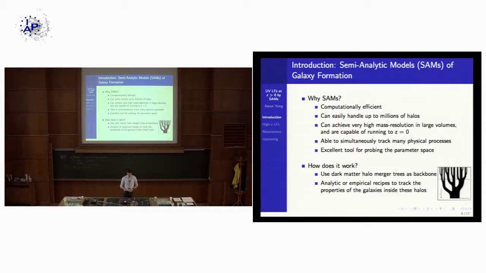And its efficiency also makes it an excellent tool for probing the parameter space. So I know most of you know how SAMs work, but do allow me to give an ultra brief recap for people who are not familiar with SAMs. SAMs use dark matter halo merger trees extracted from high-resolution numerical simulations, just like the one shown in the lower right-hand corner. And then the model tracks the physical properties of these galaxies inside these halos with either analytic formulae or empirical recipes that can be calibrated to observations.